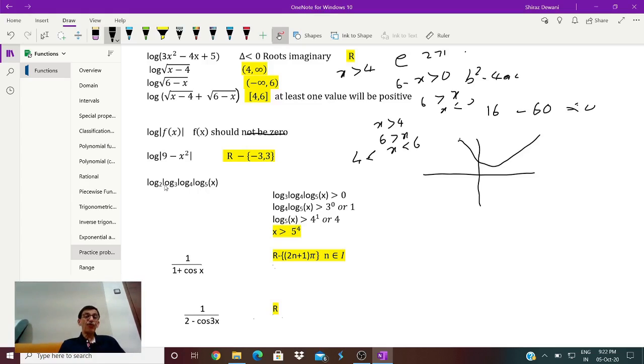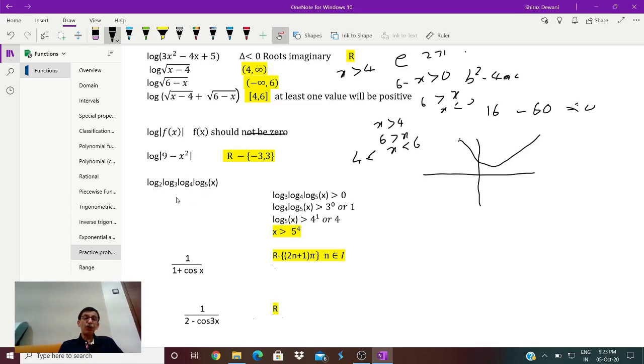Consider log to the base 2, log to the base 3, log to the base 4, log to the base 5 of x. Now what does this mean? That means first you have x, you take its logarithm to the base 5, so you will get some value. Now that value you take logarithm to the base 4, you will get another value, and that value you take logarithm to the base 3, so you will get some other value, and that value you take logarithm to the base 2, and then that will be your output value.